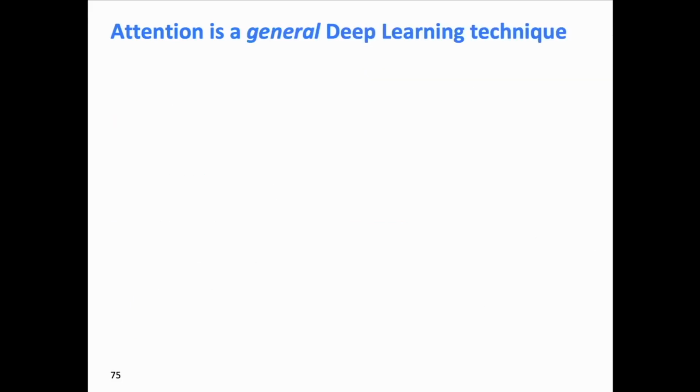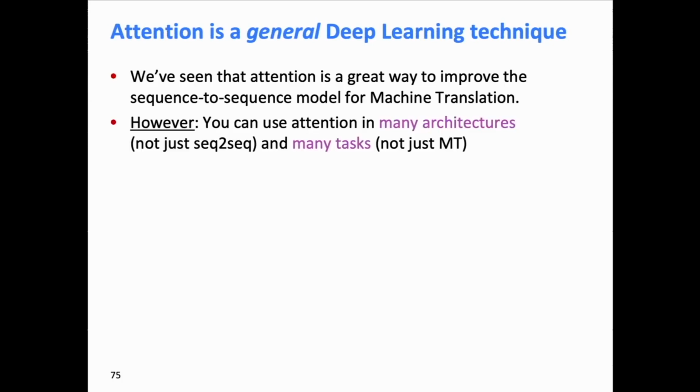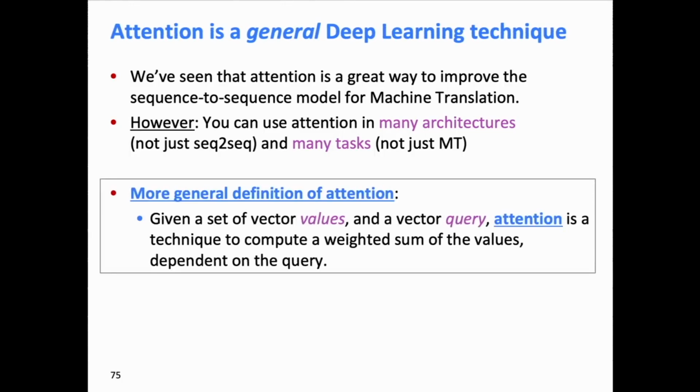Okay, so in the last few minutes, I'm just going to generalize the notion of attention, because it turns out that attention is actually a very general deep learning technique that you can apply in lots of different circumstances. We've seen that attention is a great way to improve the sequence-to-sequence model for MT, but you can actually use attention for other architectures that aren't Seq2Seq and also tasks that aren't MT. So to understand this, I'm going to somewhat redefine attention to a more general definition.